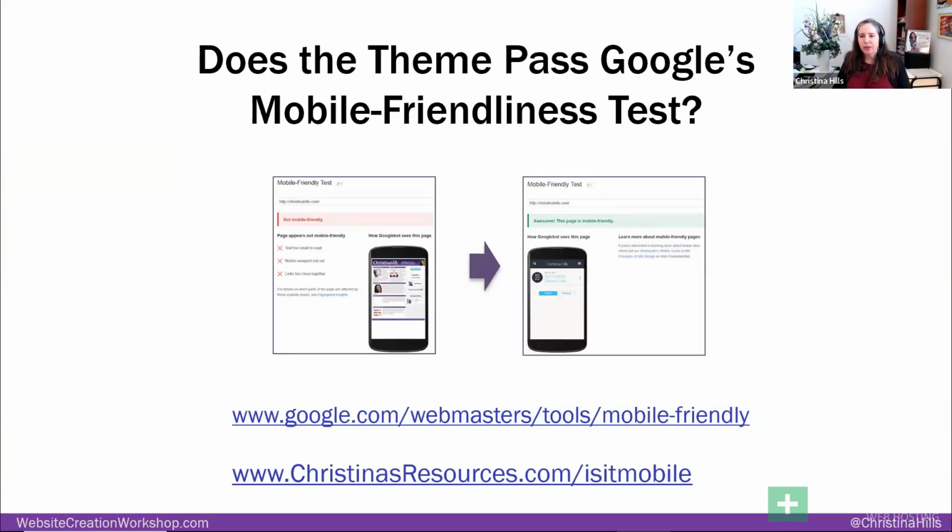And there is a Google mobile friendly test. google.com/webmaster/tools/mobile-friendly. I have a shortcut, christinasresources.com/isitmobile, or you can just go to Google if you don't want to write these down and just Google mobile friendly test, and then Google will let you know how it's going to look on mobile. Now, sometimes Google will return warnings that are not a real problem. But it's a great first step to see, okay, is it going to pass the mobile friendly test?